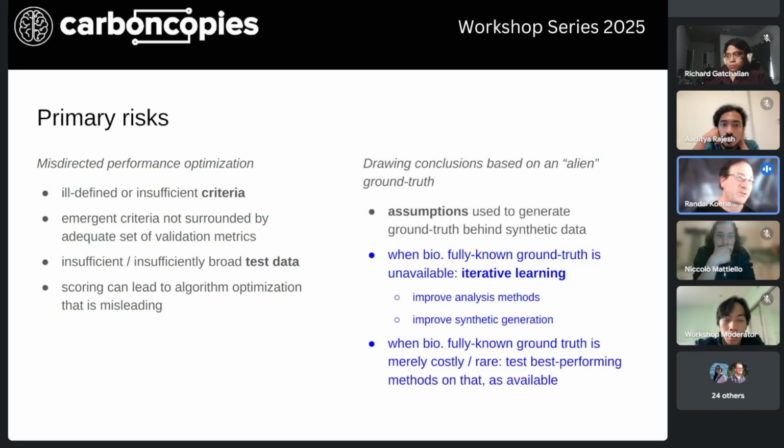And the second one is drawing conclusions on what I'm calling alien ground truth. Any simulated ground truth carries within it the risk that assumptions used to generate the ground truth system and its corresponding structural and functional virtual recorded data contain errors. When a fully known or fully annotated real-world ground truth is unavailable or unfeasible, that's unavoidable.